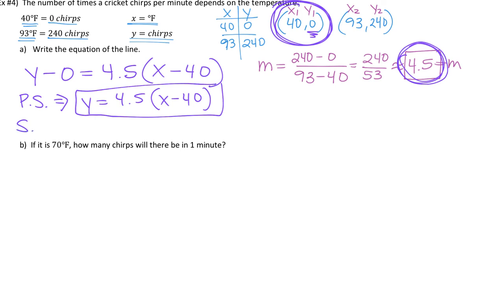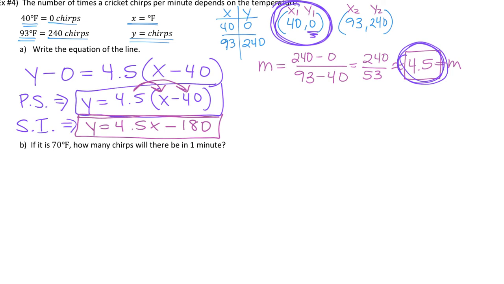Okay, if we wanted to put it into slope intercept form, then what would you do? How do I make that slope intercept? Distribute, right? So this is going to be y equals 4.5x minus 4.5 times 40 is 180. Okay, so that would be our slope-intercept form.